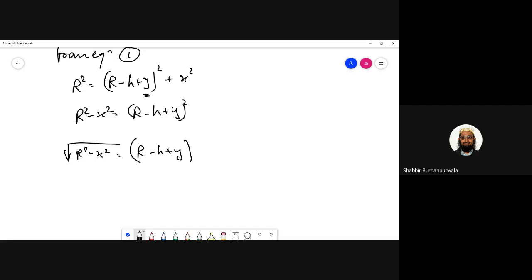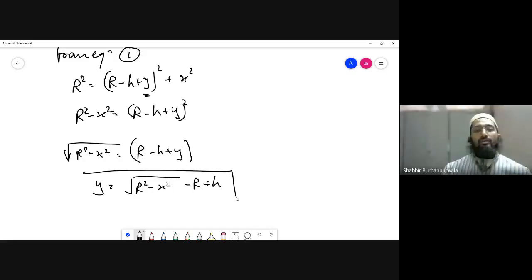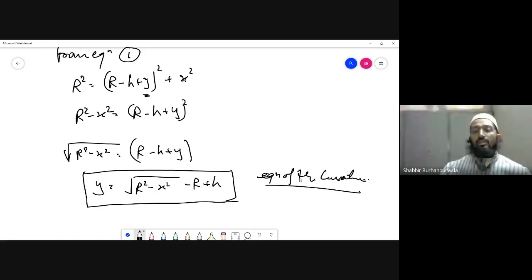Okay, I want Y on this side, so R minus H will go on that side. So R minus H, if it goes on that side, becomes plus H. This is the value of Y, or you can say this is the equation of the curvature. Okay, this is the equation of the curvature. Now this is very important over here.